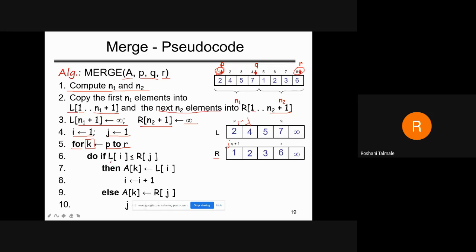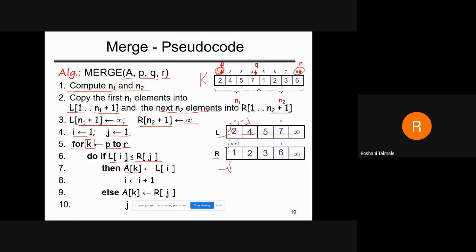Now what will we do? We compare: if L of I is less than or equal to R of J. Just now I told you this is your I value. Every time we start from I and it will be incremented. Similarly, here there is also J. So if L of I is less than or equal to R of J, then we keep L of I into A of K, which you can consider as empty now.